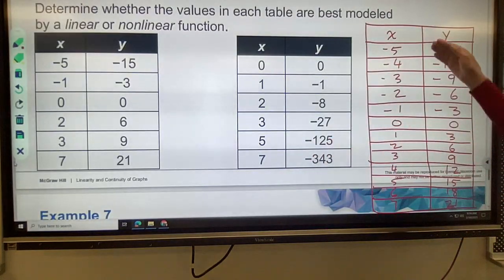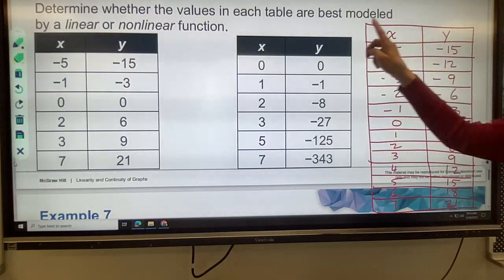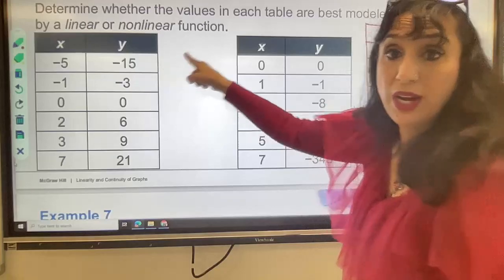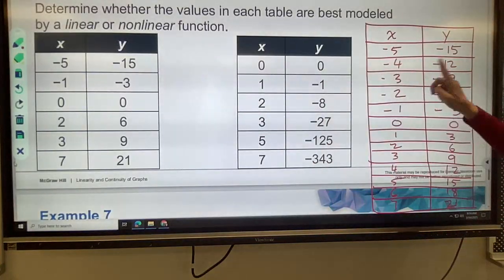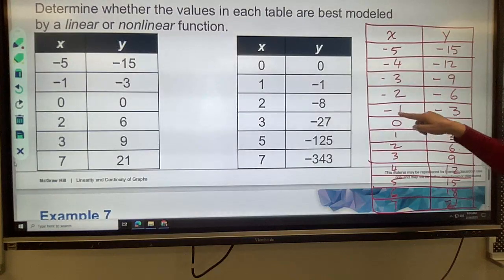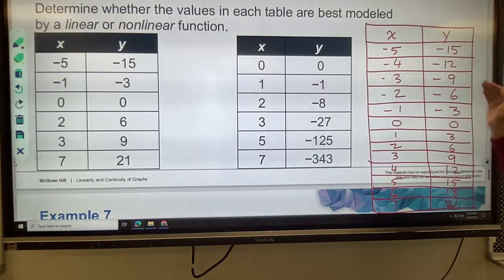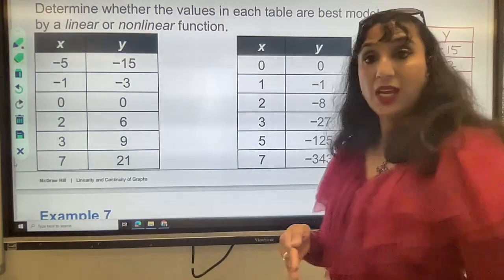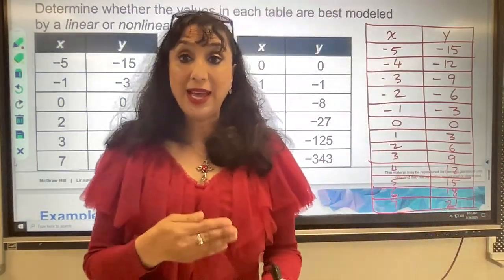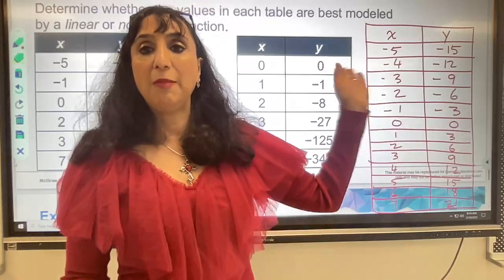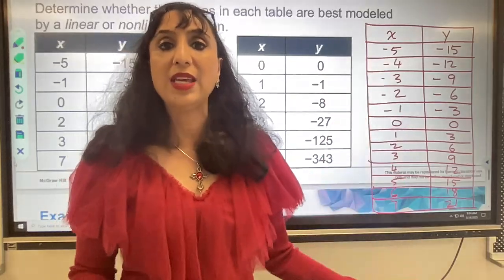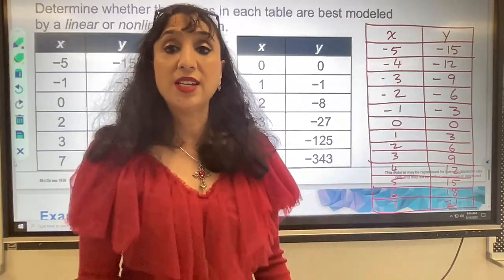So let's look at this. If we had negative 5 times 3, we got negative 15. Negative 4 times 3, negative 12. Negative 3 times 3, negative 9. Negative 2 times 3, negative 6. So look, these are all the values. So it's going in a set format, and in everything that I'm going down, it is increasing by 3 constantly.